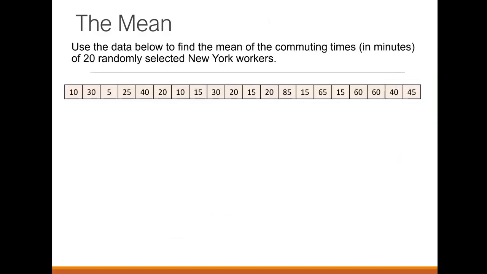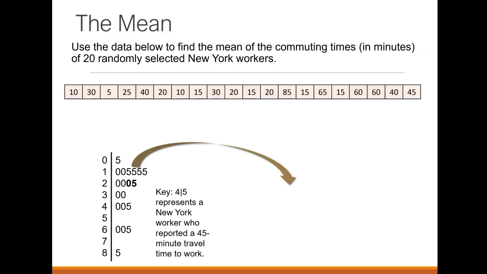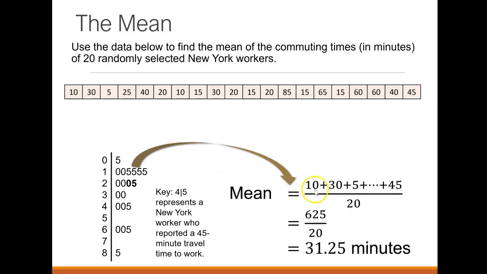So let's look at an example. Again, here's that same data set about commute times. So again, I'm going to add them all up. When I do that, I get 625. When there's 20 observations, divide by 20, I get 31.25.